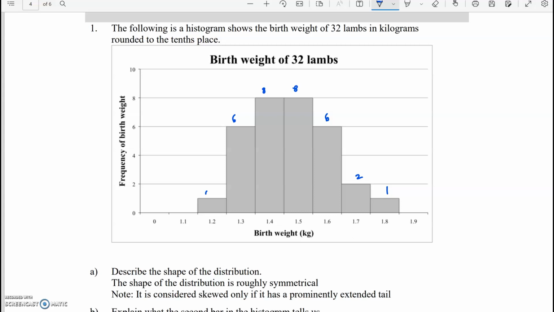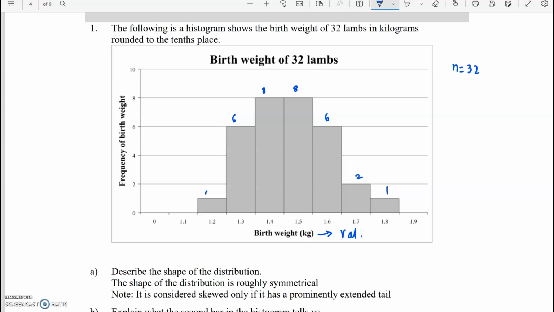Now here's another problem related to histograms. The variable here is the birth weight of lambs, measured in kilograms. There are 32 lambs in this data set, and we have to understand the histogram before we answer any other types of questions. So let's look at the histogram. The x-axis is the variable and the y-axis is the counts.